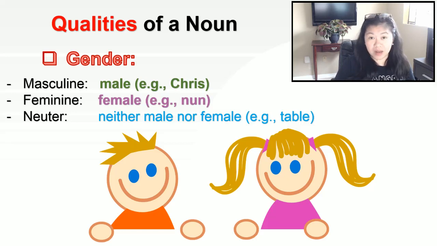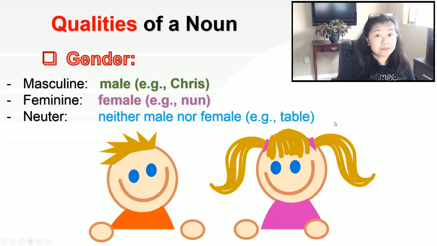For example, a nun. We cannot say a male nun because we know that is a priest. So feminine is for female nouns. Now, neuter is a noun without gender, or we cannot be certain if it's either male or female. For example, a table. We don't know if a table is male or female, or it doesn't have any gender at all.